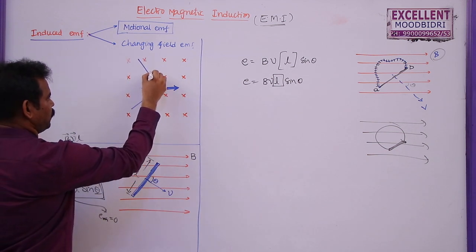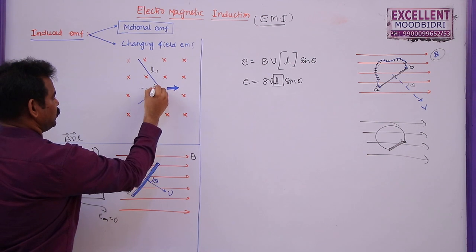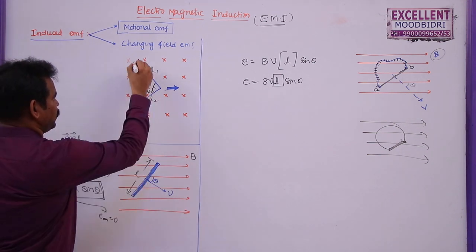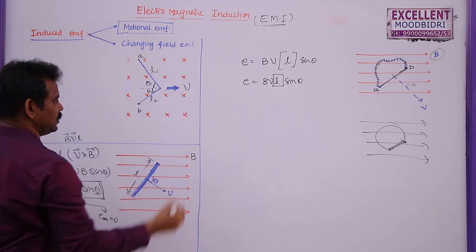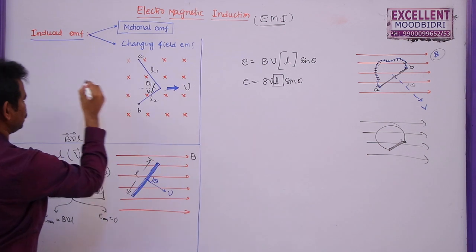There is a rod of length L1 and another rod of length, let me take this as L2, making some angle theta 1 here and angle theta 2 here. What is the EMF induced in this rod between the two points A and B if this is moved with a velocity V towards the right? This is the continuation of that case.